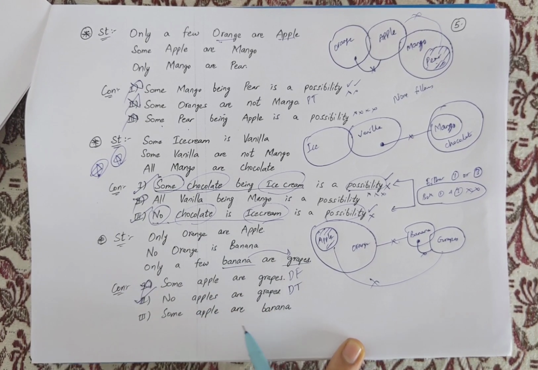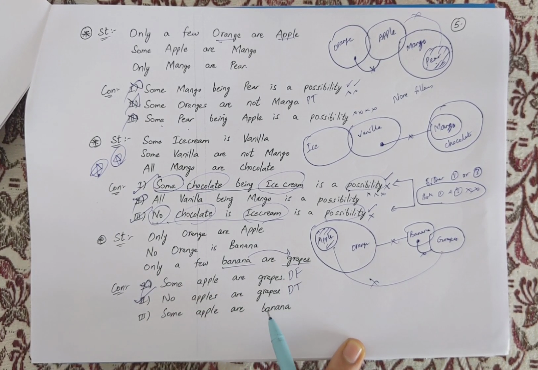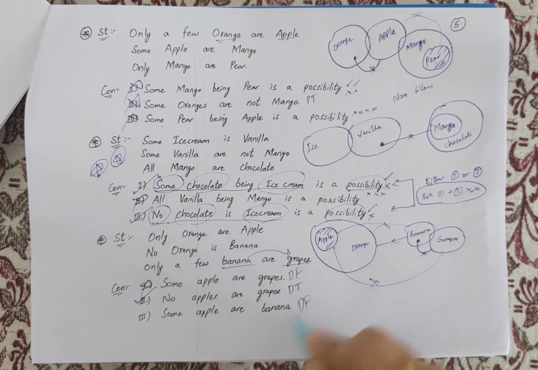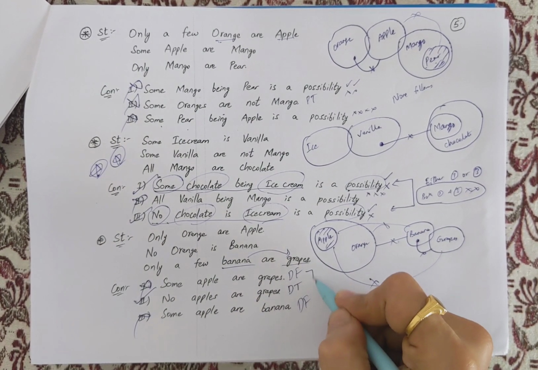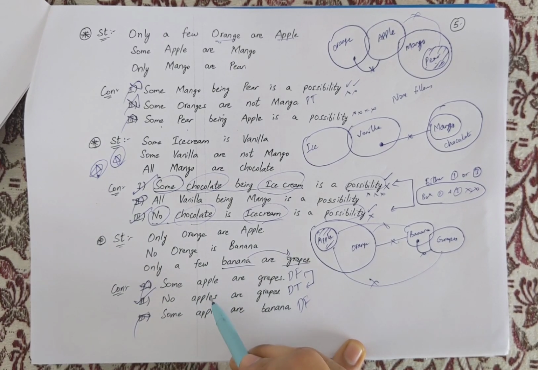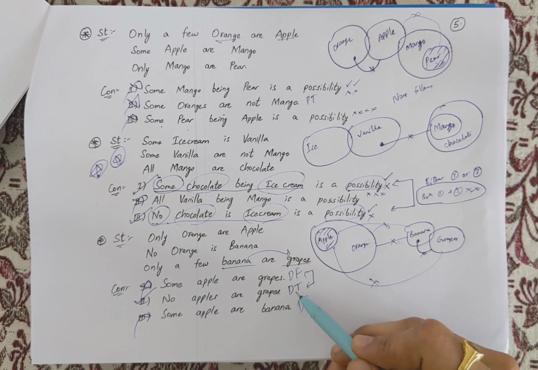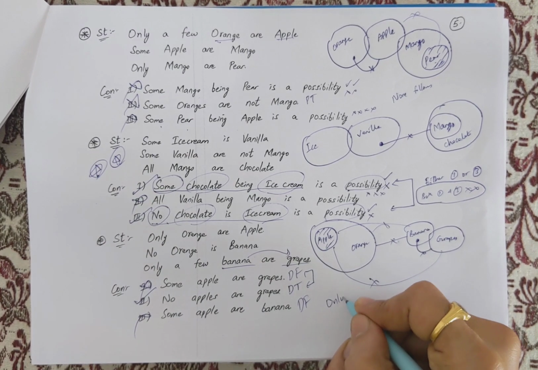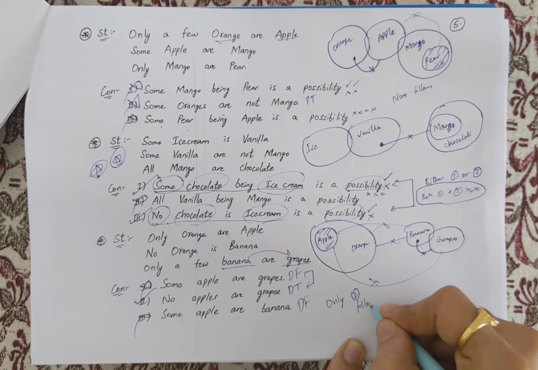This is true. Some apples are bananas. Again, it would be definitely false. Right? We should not confuse here. Here, some and no is there, complementary pairs, but they are definitely false and definitely true. They are not possible. They are definite. Hence, the answer is only 2 follows.